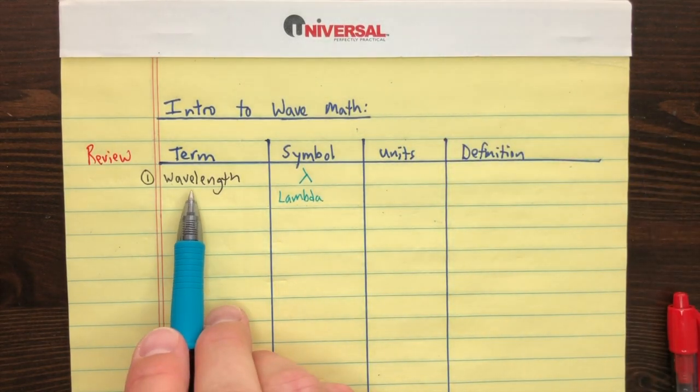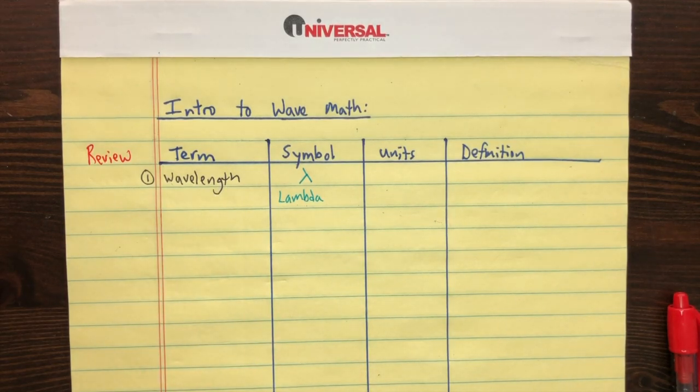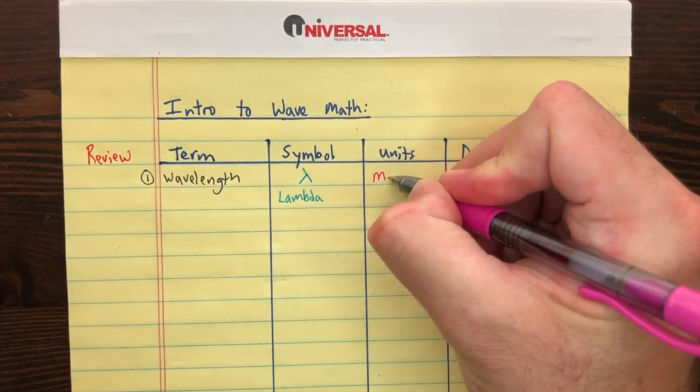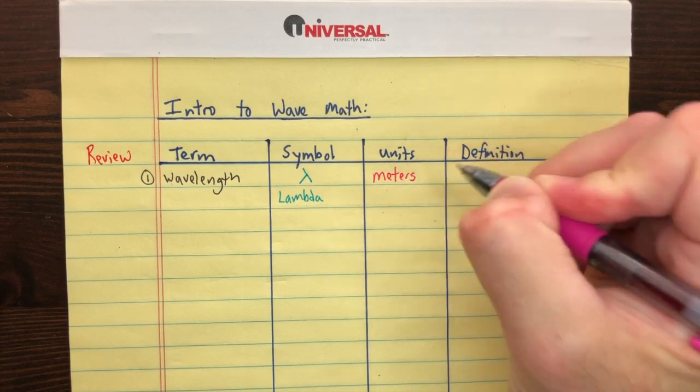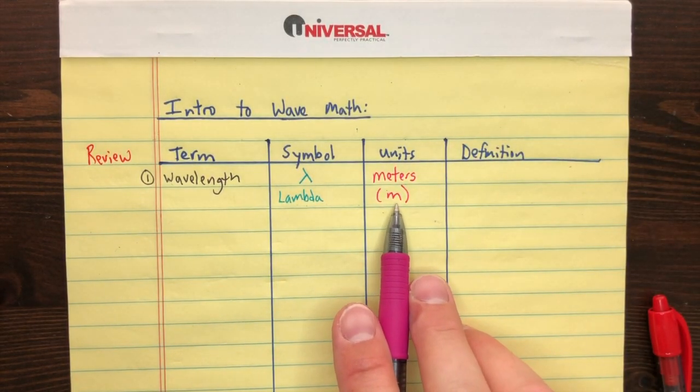And then units for wavelength, since they're talking about the length of the wave or how long the wave is, I just automatically think of the length of a track in track and field, so it's going to be measured in, let's go pink here, meters. And just so I don't have to write meters every time, we'll just use the lowercase m for meters.